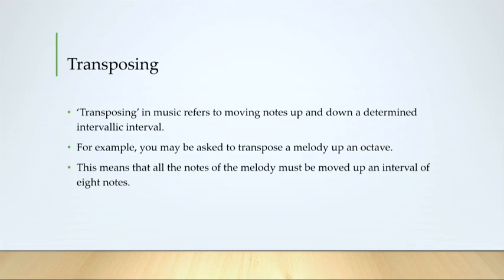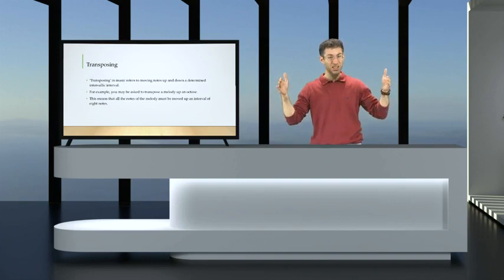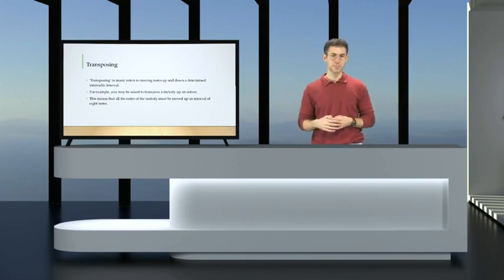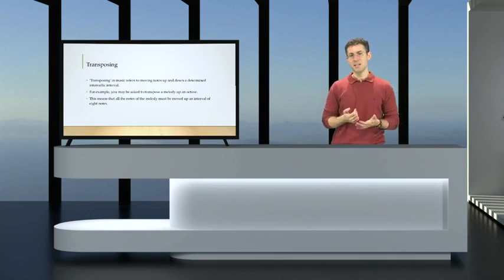Transposing in music refers to moving notes up or down a determined interval. What that really means is that we're taking a particular part of music and we're moving it up or we're moving it down. But the important thing is that if we're transposing a particular passage of music, all of the notes have to go at exactly the same distance to be transposed correctly. So, for example, you might be asked to transpose a melody up an octave. You already know what an octave is.